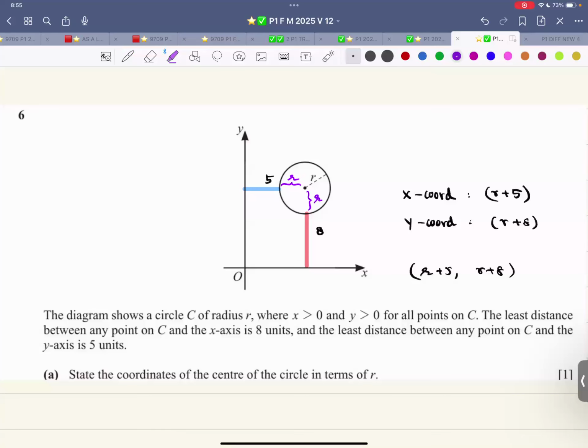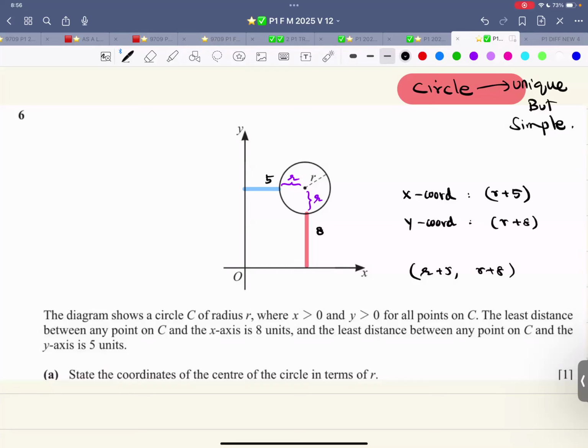Circle: a very small, a very beautiful question that they have created on the circle. And a very unique question after a long, long time. Unique, but simple. That is the circle question over here. The diagram shows a circle, center C, radius r, x is positive, y is positive. That means it has to be in the first quadrant only, and no other quadrant. That is the first thing.